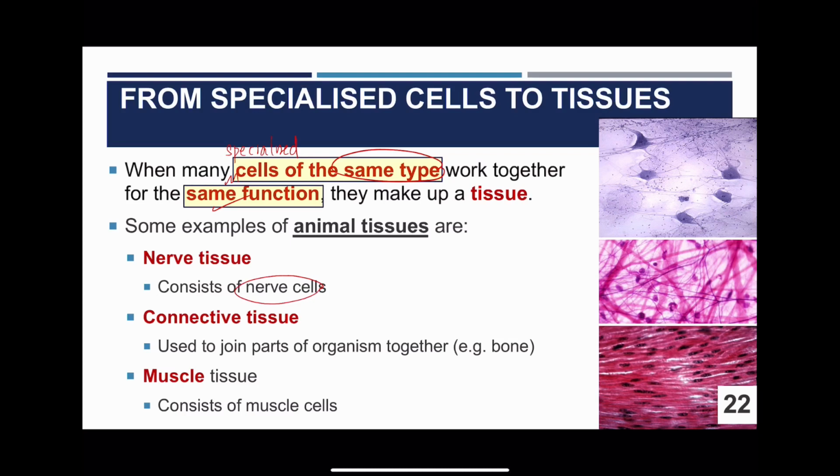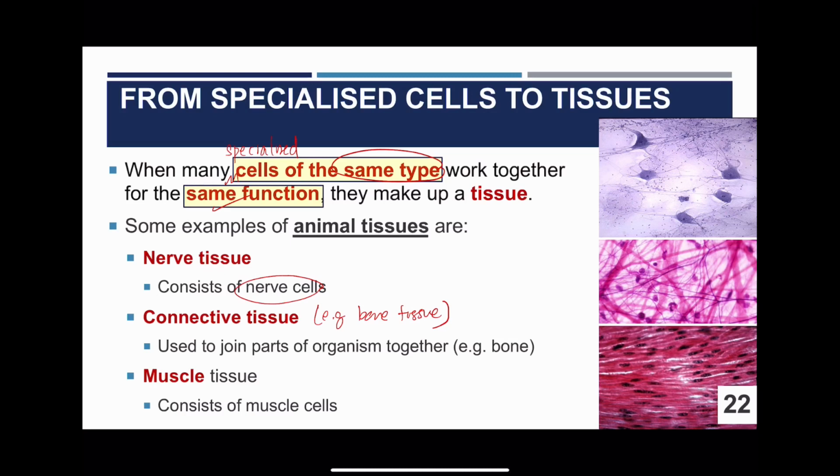Other type is made out of your connective tissue. Connective tissues are made out of cells that allow us to join different parts of the organisms together. Some examples of connective tissues are your bone tissue, which are made out of your bone cells. And then of course you have your muscle tissue, which are made out of your muscle cells.